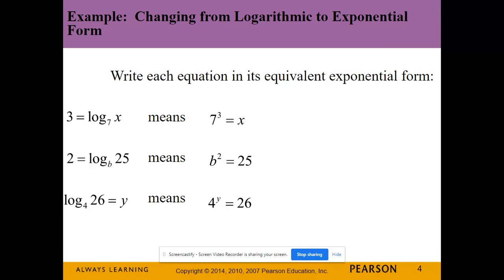So we're going to write each equation in its equivalent exponential form. If the log statement is 3 equals log base 7 of x, that's the same thing as saying 7 to the power of 3 equals x. And 2 equals log base b of 25 means b raised to the power of 2 equals 25. Then log base 4 of 26 equals y means 4 raised to the power of y equals 26.